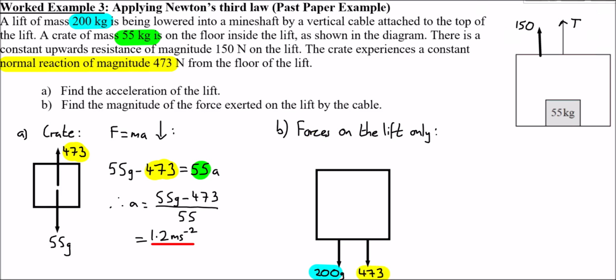There are also two forces going up. One of these forces here, as you can see, is a tension. So T going upwards, and as well as that, there's this constant resistive force of 150 newtons going up as well. So I'll label this just 150.